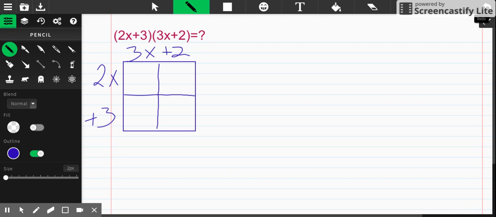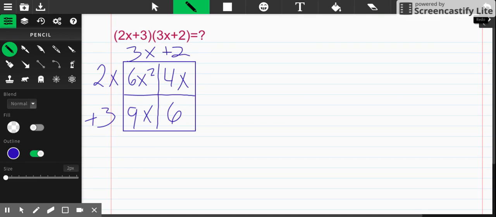Okay, so the next step is to multiply the length and the width of each of the little boxes and put their individual areas inside of each box. So I'm going to take 2x times 3x, and it's going to give me 6x squared. And then I'm going to take 2x times 2, and it gives me 4x. And then I'm going to take 3 times 3x, and it gives me 9x. And then 3 times 2, and it gives me 6.